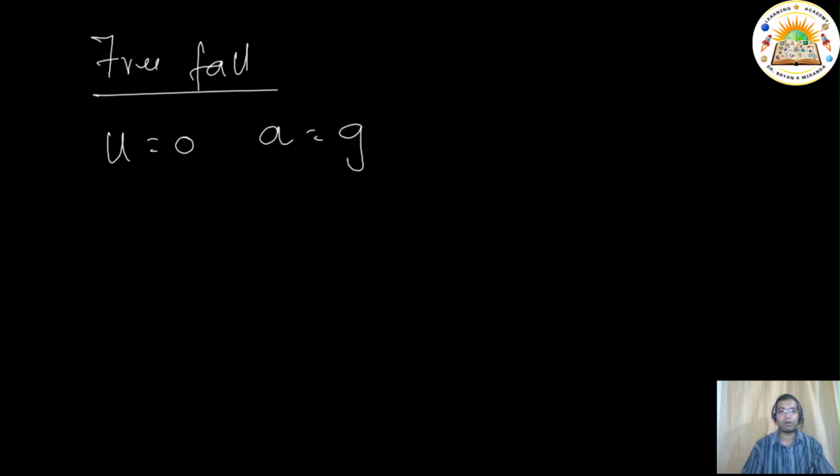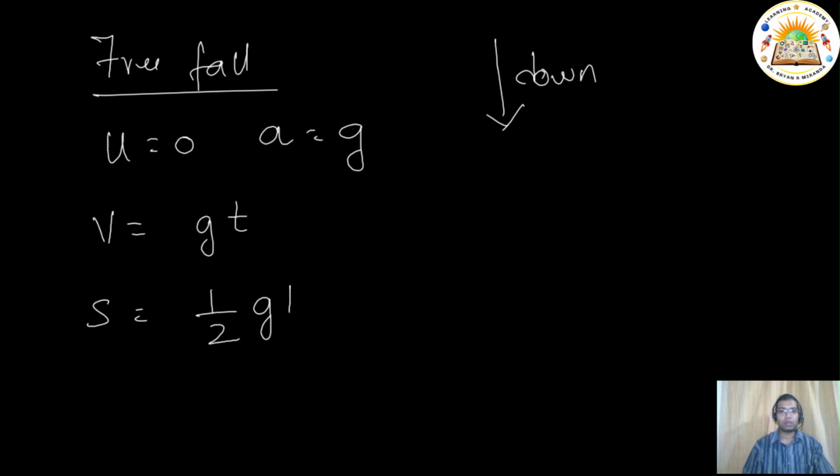From here we went on to look at free fall, and we saw that in free fall u is going to be equal to 0 and acceleration due to gravity is going to be equal to the acceleration of the body, which is moving downwards. So our equations become v is equal to gt, s is equal to half gt square, and v square is equal to 2gh.